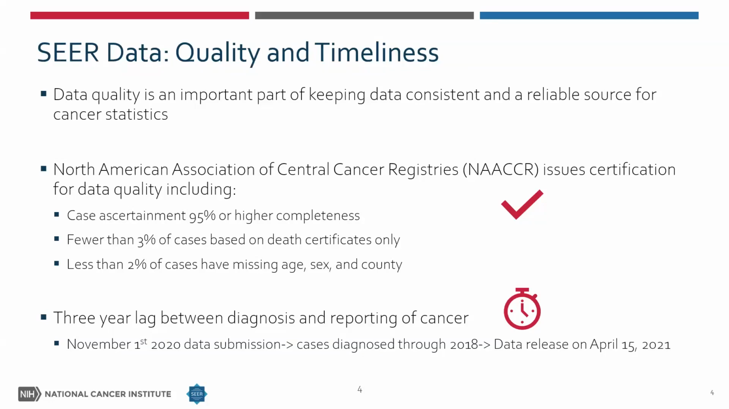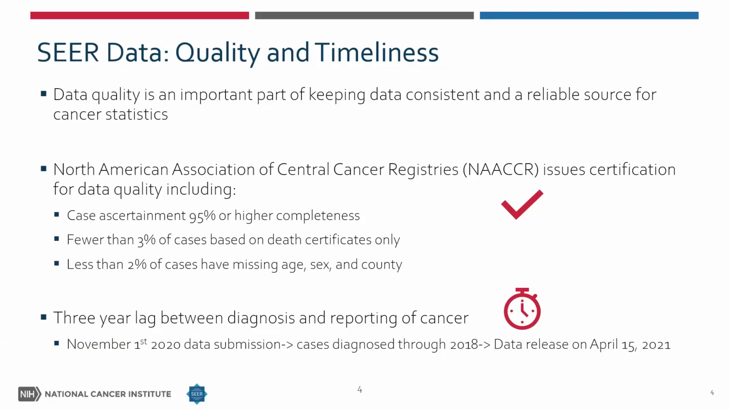Very few cases should be reported from death certificate data only, so less than 3% or so of cases should come from death certificates, because if we have a lot of cases from death certificates, we obviously would not have a lot of information on follow-up and subsequent information on those cases. So we want to minimize those. We also want to ensure that the cases have few missing values on important variables such as demographics, age, sex, county, etc.